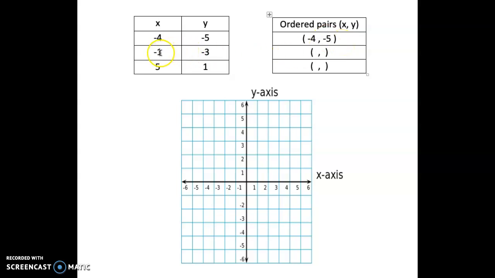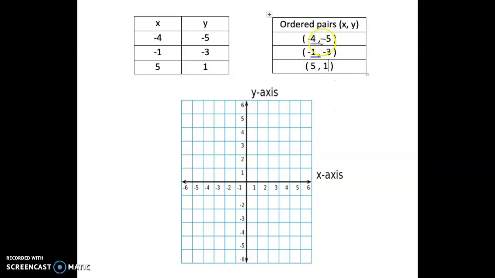For the next one we have -1 for our x, for our input, which means -3 is our output. So when we input -1, we get an output of -3, or as the ordered pair would be, -1 comma -3. Then our last one, we have 5 for our x value and 1 for our y value, or 5 for the input and 1 for the output.